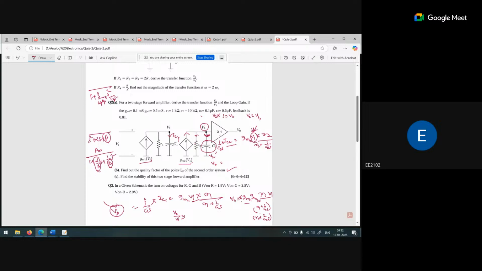This is your second order quadratic equation. Either you calculate the poles by using minus b plus minus square root of b square minus 4ac upon 2a. In this way you can calculate the poles of S. Now if the poles lie in the left half of the S plane, you can say that your system will be stable. Okay, sir, got it.